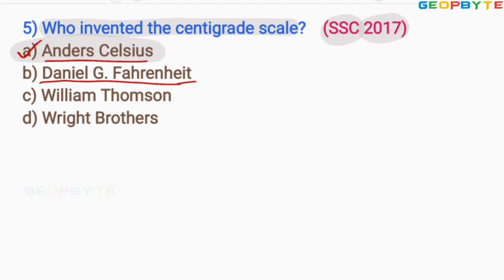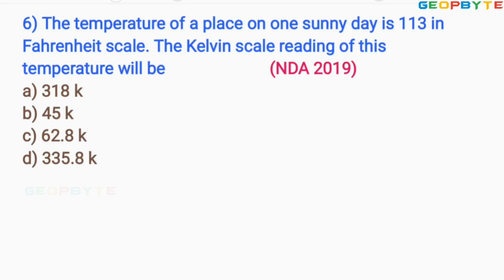Fahrenheit invented the Fahrenheit scale. Celsius invented the centigrade scale. Therefore, option A is absolutely correct. Let's take the next problem. Look at the sixth problem asked in 2019 for NDA like this.